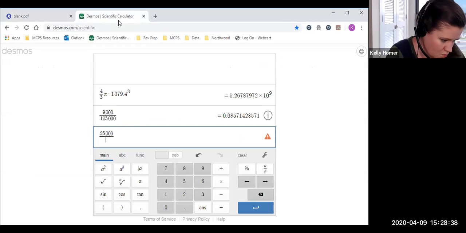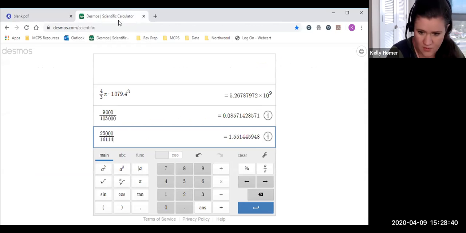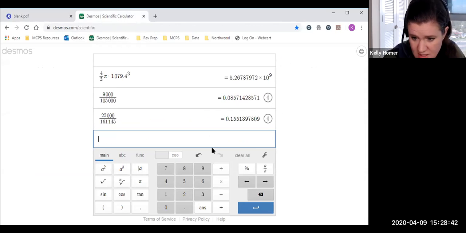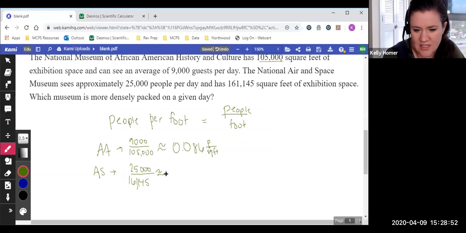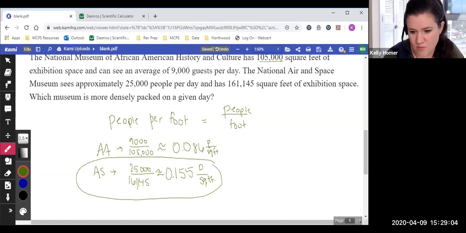Divided by 161,145. So their population density is approximately 0.155 people per square foot. So who is more densely populated? The Air and Space Museum.